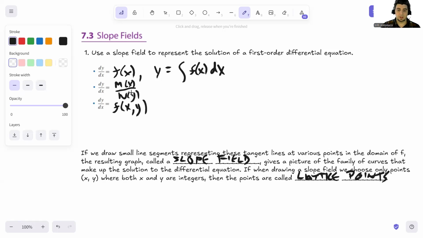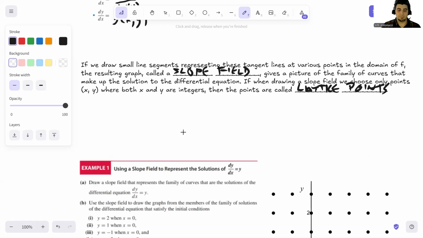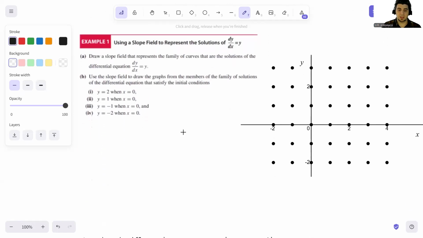All right, so let's look at an example here to help solidify our understanding. We're going to use a slope field to represent the solutions for dy/dx equals y. First thing we're going to do is draw a slope field that represents the family of curves that are solutions to this differential equation, and then we'll go from there. If you notice, the differential equation says that the derivative, the rate of change, is equal to y. Therefore, it doesn't depend on x.